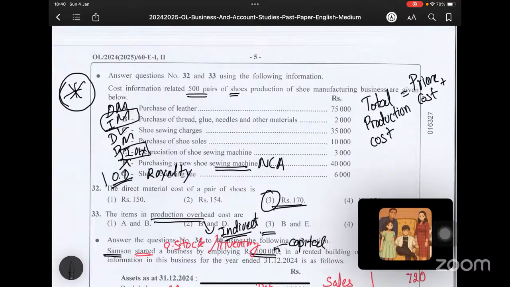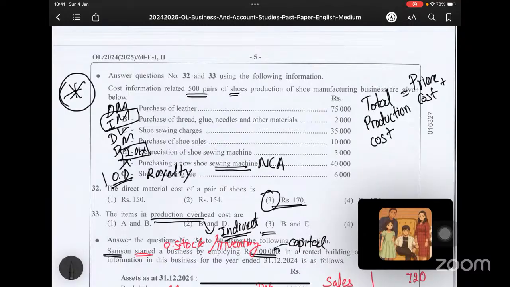Miss, why can't we take royalty as direct labor? No, royalty means it's like a copyright that we're going to pay for. See here, if we take an example of Chanel, if we are here in Sri Lanka, if we are going to produce Chanel shoes, then we have to pay a royalty fee for them. So that is the meaning of royalty. So that comes under other direct costs, not as labor. You understand the meaning of royalty? Yes, sir.